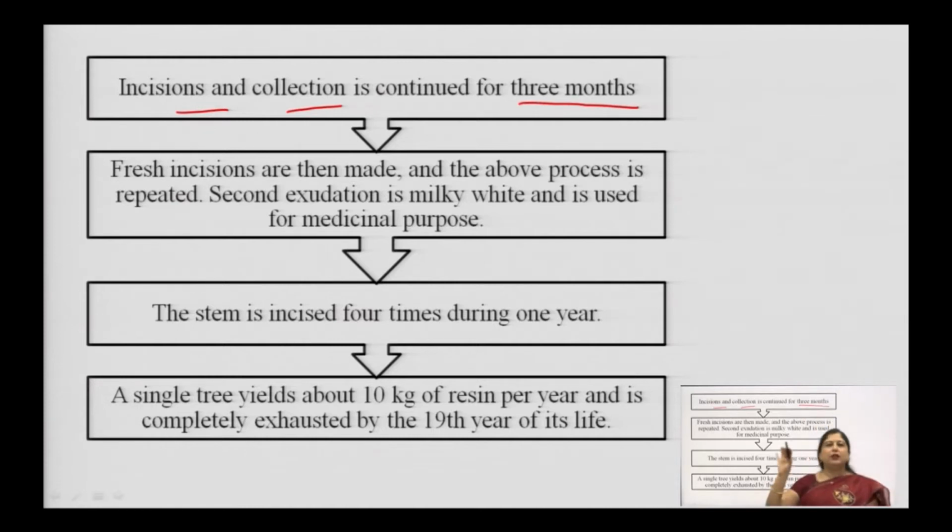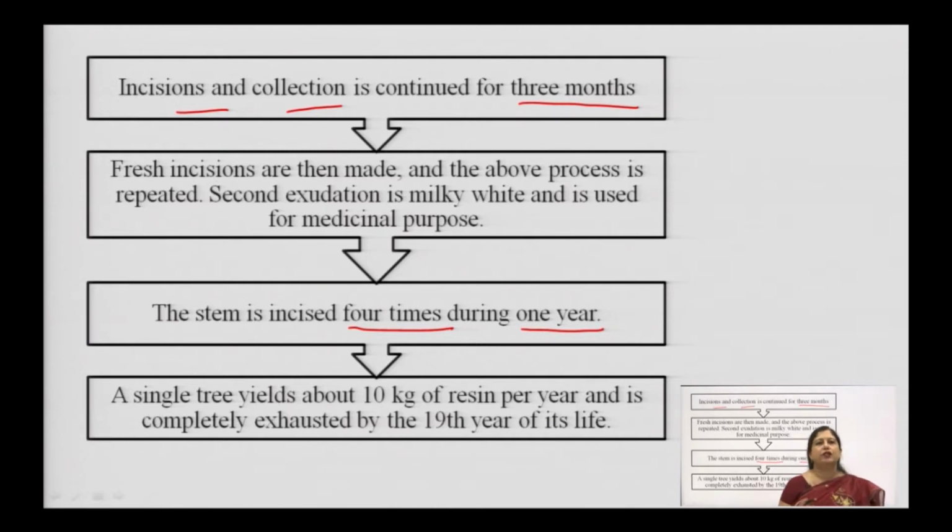Now, after the 3 months is over, we shift our triangles, either upwards or sideways. So, we shift the triangles and again the same process is repeated for 3 months. So, in short, in a duration of 1 year, we can collect the resin about 4 times. Fresh incisions we keep on making, and then the above process is repeated.